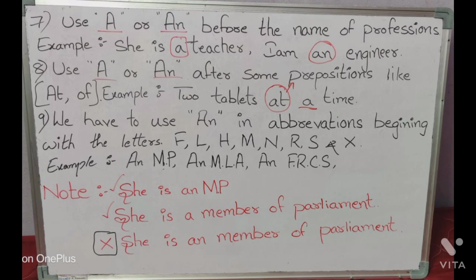Using an article with abbreviations also. We can use it with abbreviations beginning with letters like F, H, L, M. For a few abbreviations we can also use an article. So note this, she is an MP. She is a member of parliament. So here for a few abbreviations we can also use an article.